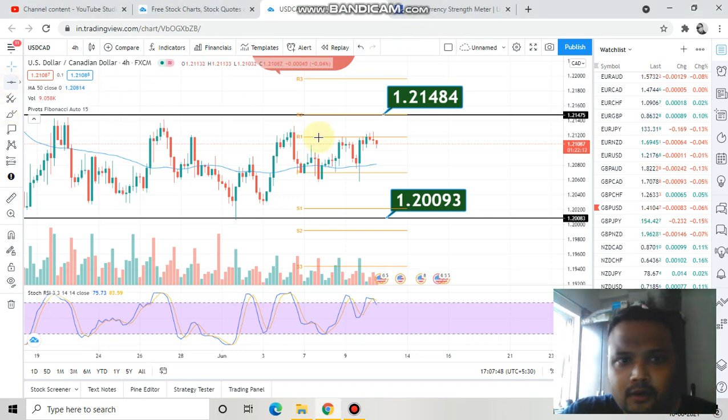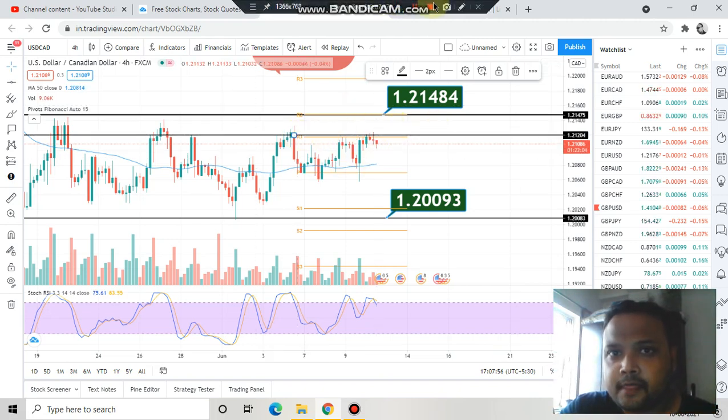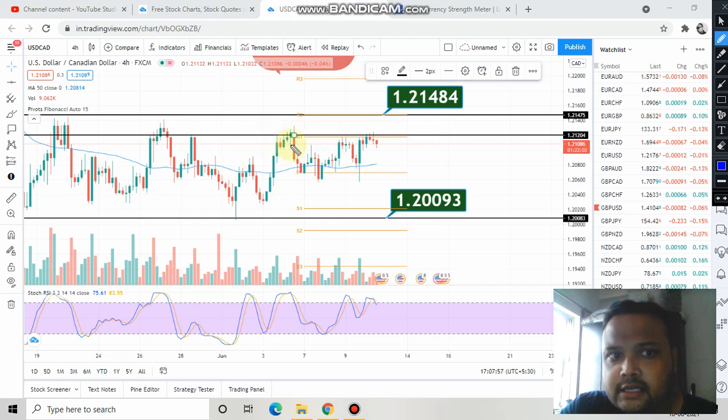Because see, right now we can also see that market is trading at a resistance. This is also a resistance level. So if we consider this as a resistance, and yes, this is a resistance level, but market is standing at a resistance, but still market is not going down. On the other hand, market is not going up also. This is happening only because there is not much volatility in the market.